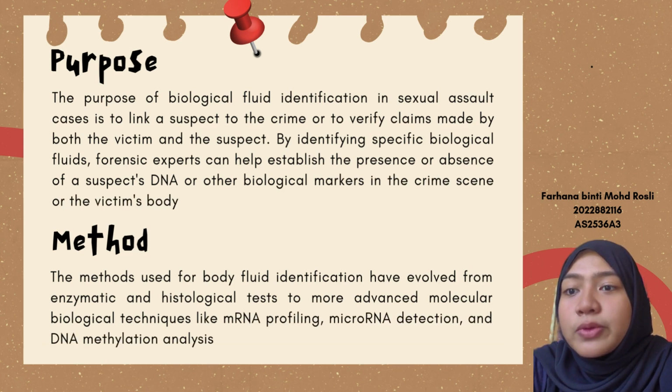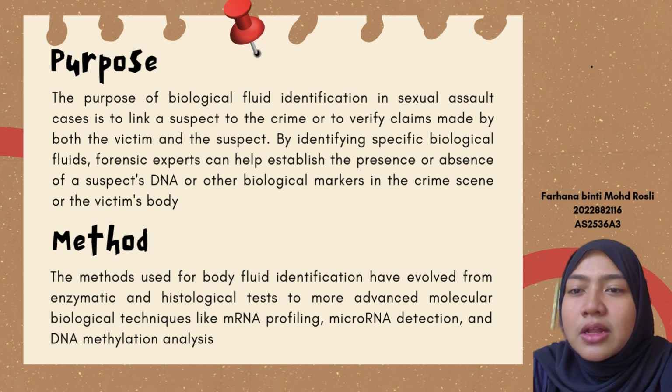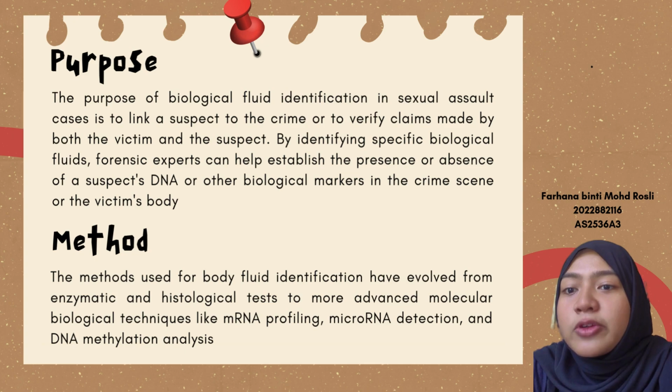So biological fluid identification plays a vital role in linking a suspect to a crime, especially in sexual assault cases. It helps provide key evidence such as DNA and confirm whether the suspect's genetic material is present in bodily fluid found at the crime scene or on the victim. So the main goal of identifying body fluid is to establish a link between the suspect and the crime scene.